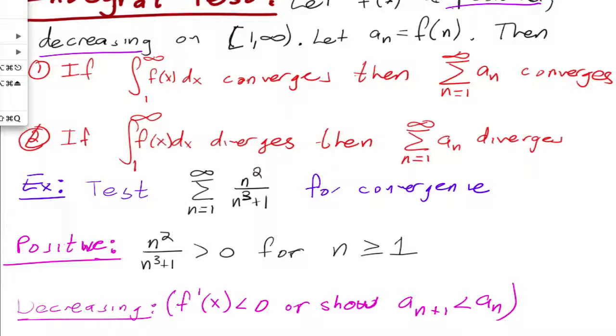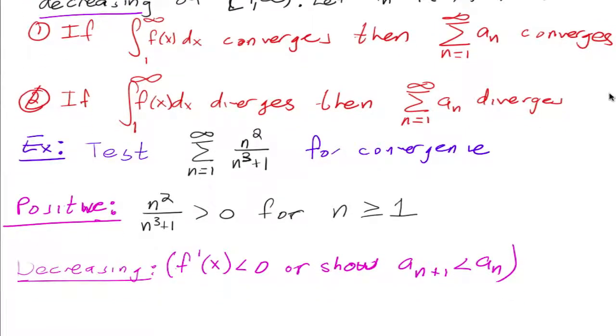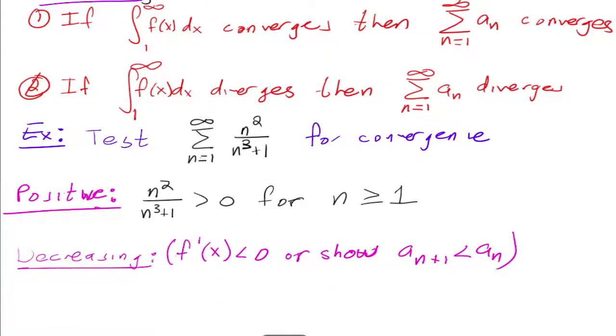I would probably guess that finding the derivative is a little easier in this case. So let's do that. So f of x is equal to x squared over x cubed plus 1, right? So what's the derivative of that?